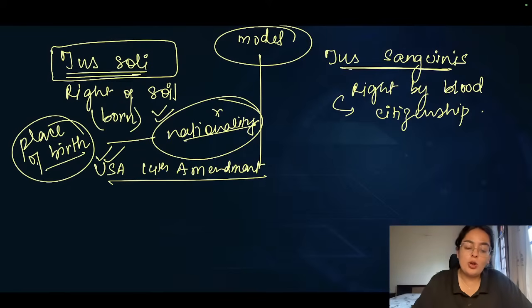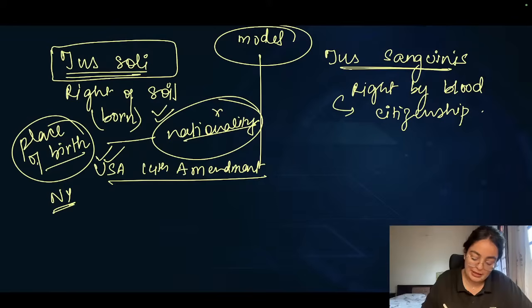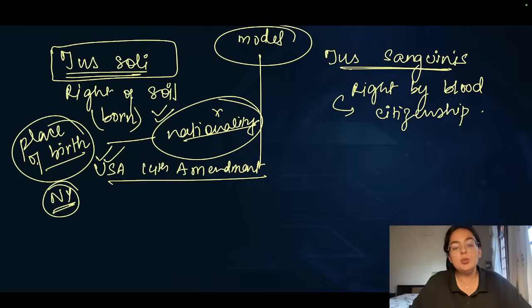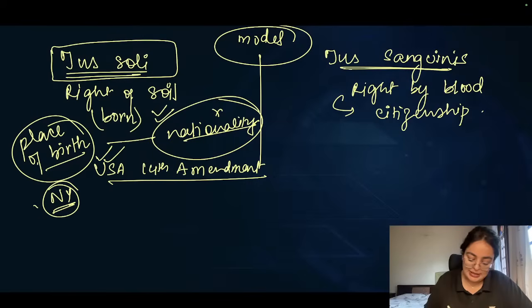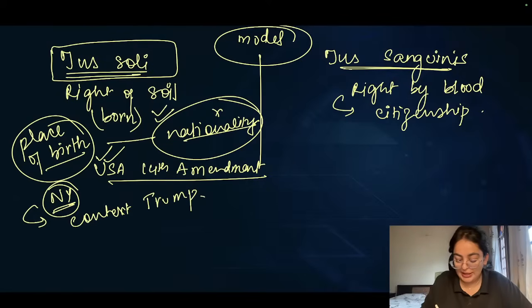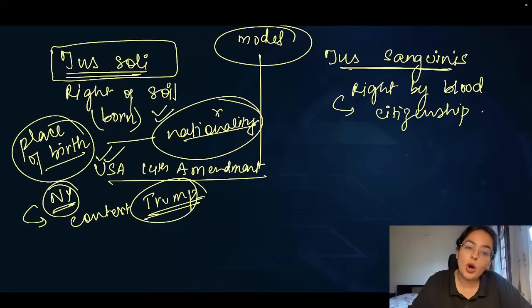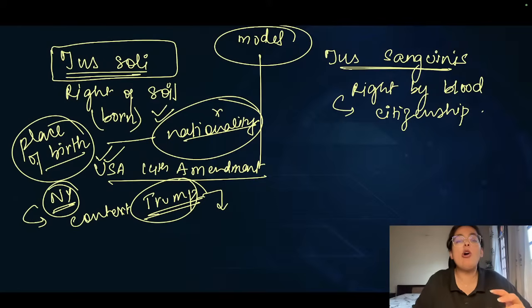Various other countries also adopt this. So a child born in New York, irrespective of the parents, automatically becomes a US citizen, right? So that becomes a case in point. The context is that recently President Trump, with an executive order, not by law, but by an executive order, tried to restrict this principle or this criteria of citizenship. So this becomes the context of the news, why we are discussing citizenship models in the first place.